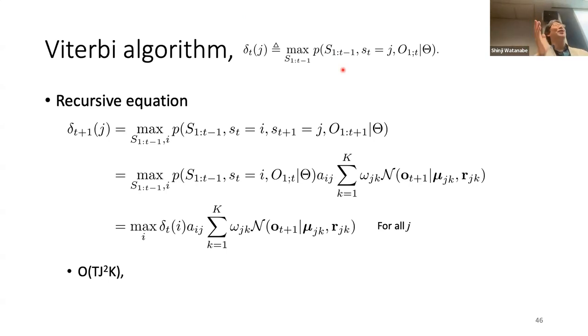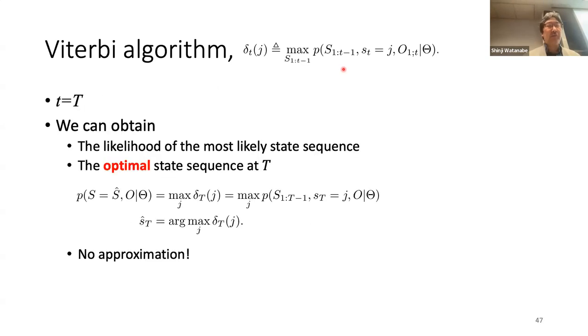So it is very similar to the forward equation, right? The forward equation also avoids the summation over all possible state sequences by using the forward recursive equation. And the Viterbi algorithm is similar in this way. We perform this incremental operation from 1 to T.